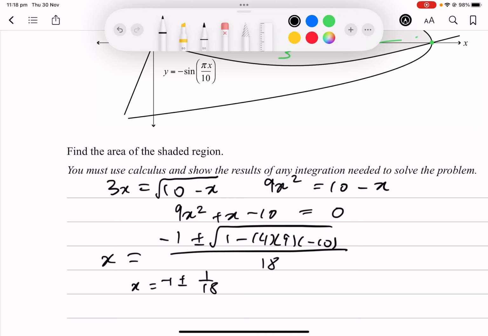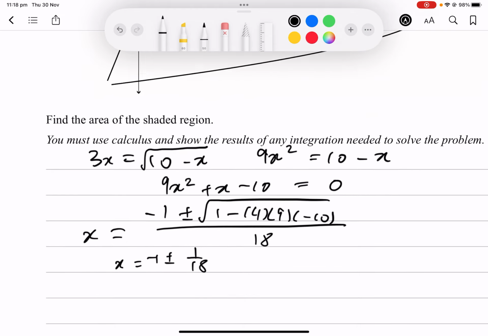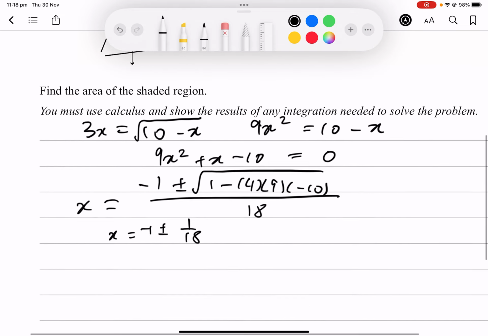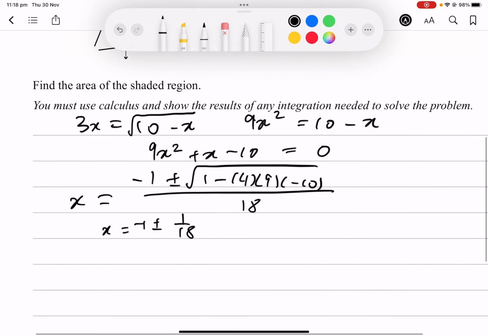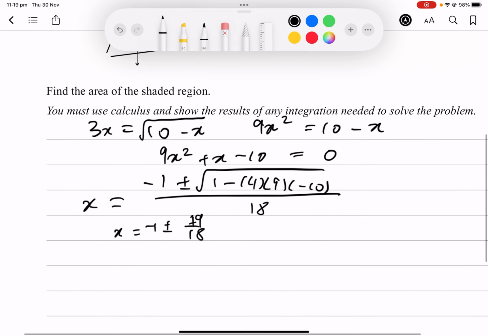Cool. We have 19 on the top there. So we have 1 minus, so that's 361, and the square root of 361 is 19. So we have 19 there. Hope I've done this right. It seems a little bit complicated.